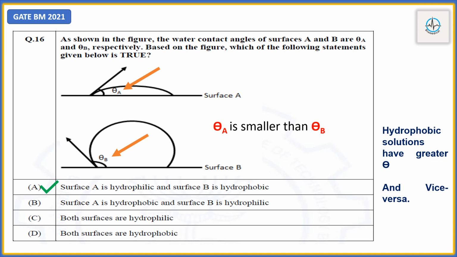So, for any hydrophobic solutions having greater theta, it means that the solution doesn't stick to the surface that easily. So here, surface A has less angle, which means that water attracts to the surface. Thus, surface A is hydrophilic and surface B is hydrophobic in nature.